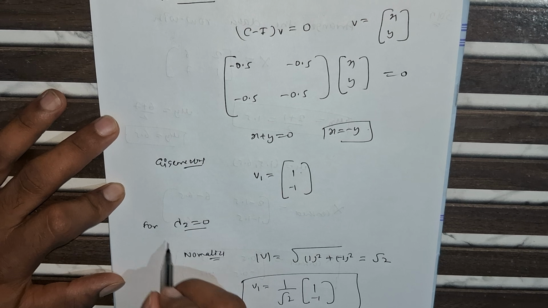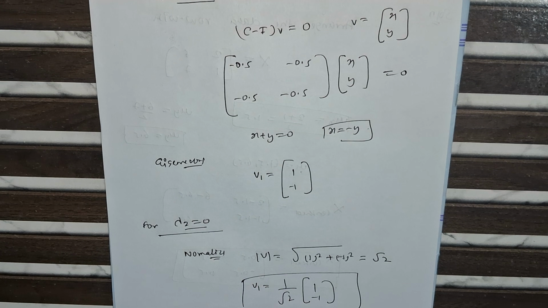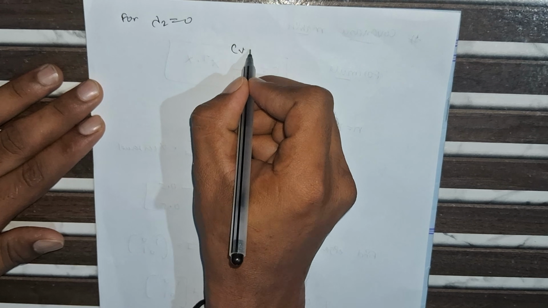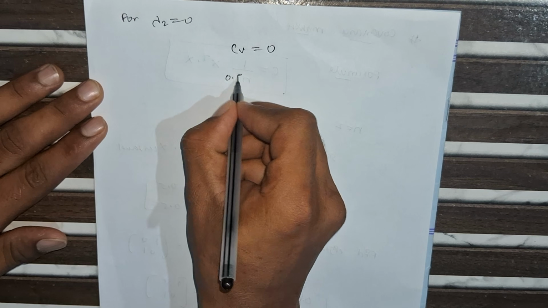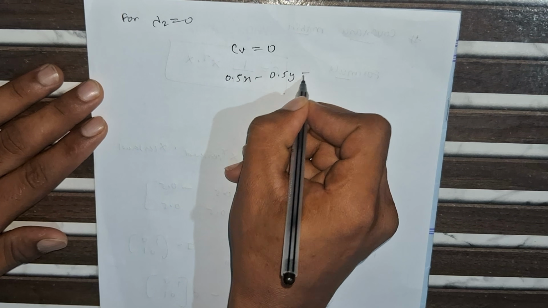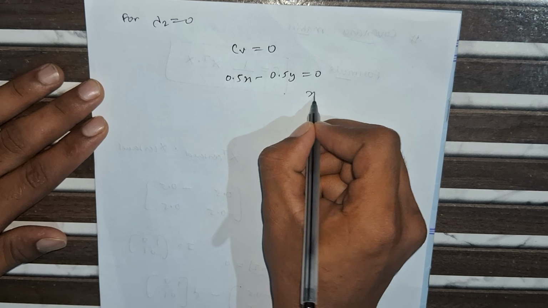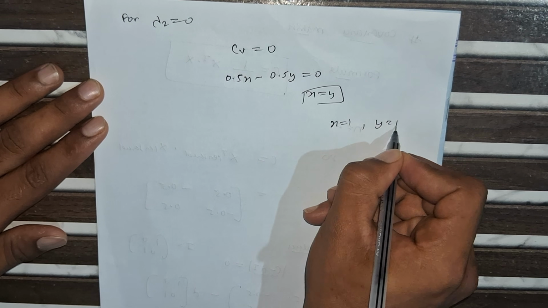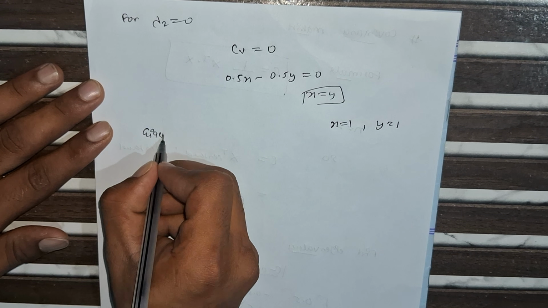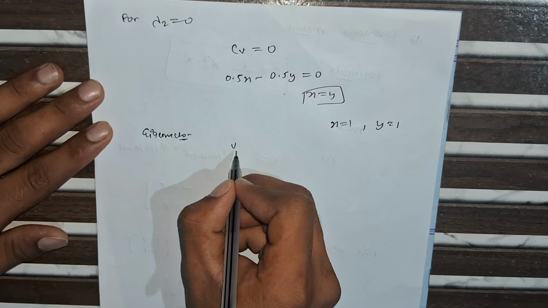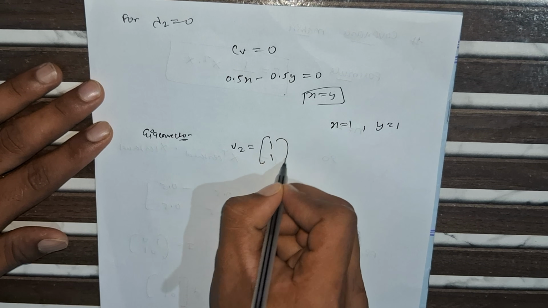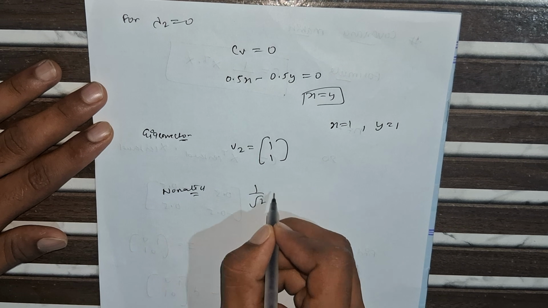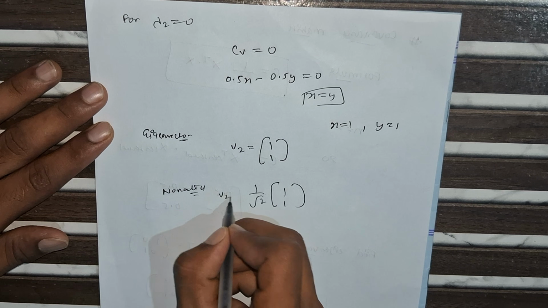Now same for lambda 2 equals to 0. We can directly write C into V equals to 0. So 0.5x minus 0.5y equals to 0. Here we can clearly see that x equals to y. So the coefficient of x and y is 1, so we can say x equals to 1 and y equals to 1. So our eigenvector can be represented as v2 equals 1 comma 1. Now after normalizing, it becomes 1 by under root 2 into 1 comma 1. This is our v2.